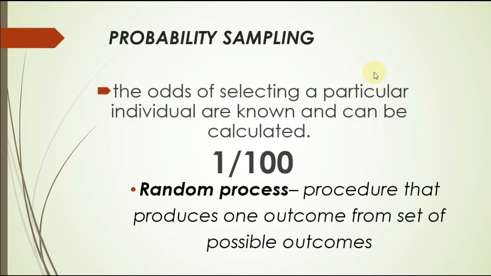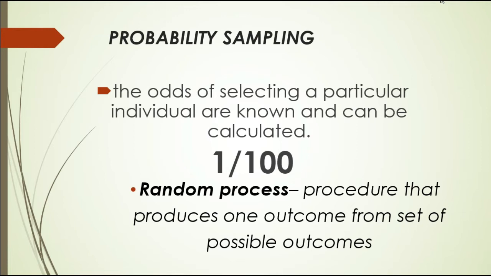Okay? We have here probability sampling. The odds of selecting a particular individual are known and can be calculated. Halimbawa, you have 100 participants, okay? 1 over 100. Ibig sabihin, sa 100 participants, may chance sila na mabunot or maging participants. Okay? So, alam na natin yung probability sampling. Sa probability sampling, lahat sila equal yung chance na mabunot or maging participants.